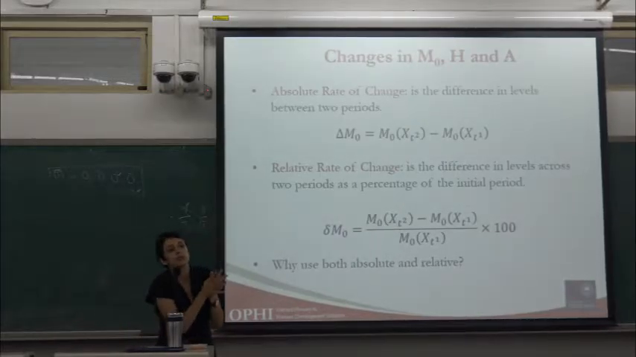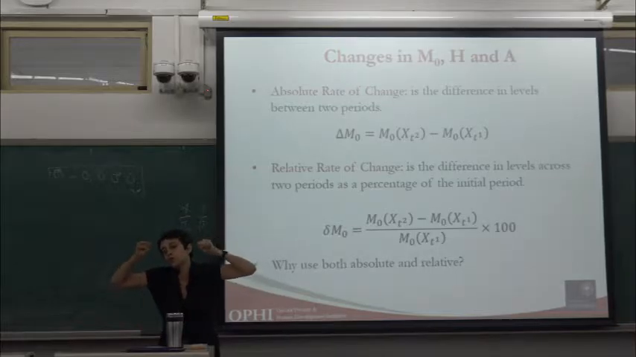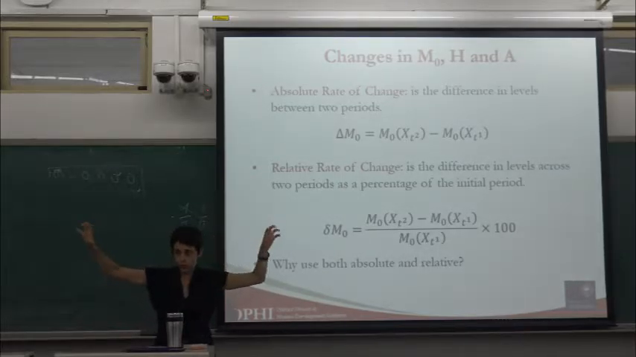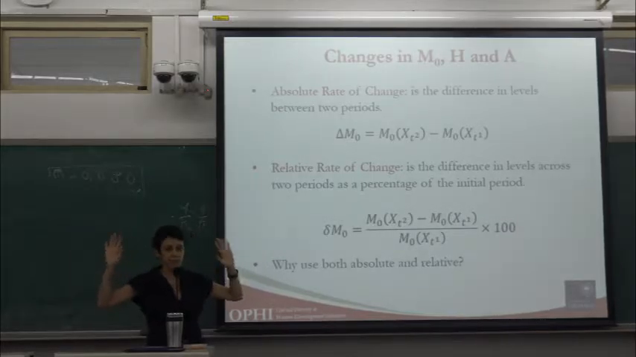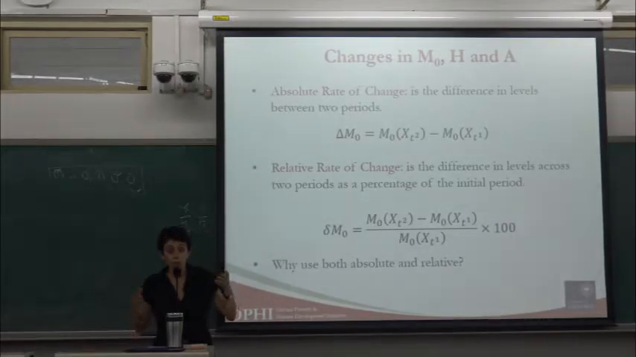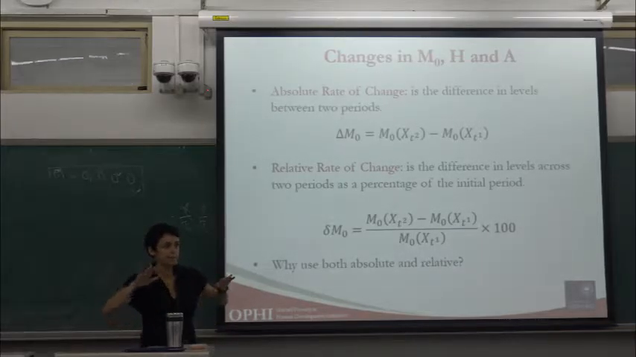First, what is the first obvious thing that you do when you have two periods? You have the M0 for two periods in time, and you take the difference. That is the first thing. Did it go up? Did it go down? How much? Just M0 T2 minus M0 T1. Easy.